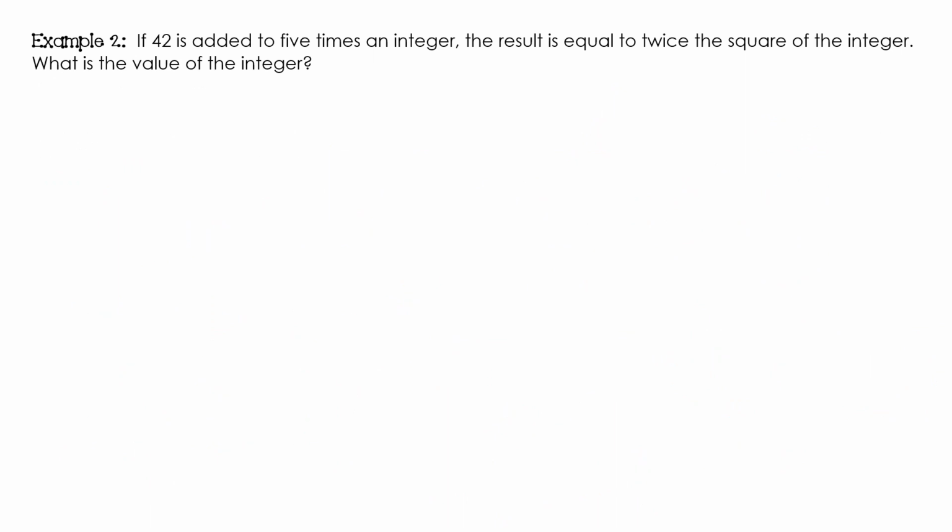Example 2, if 42 is added to 5 times an integer, the result is equal to twice the square of an integer. So another common mistake that I see sometimes is students not including an equal to sign and trying to set up an expression versus an equation. When you see this result is equal to, that is where your equal to sign is going to go in your setup. So 42 is being added to 5 times an integer.